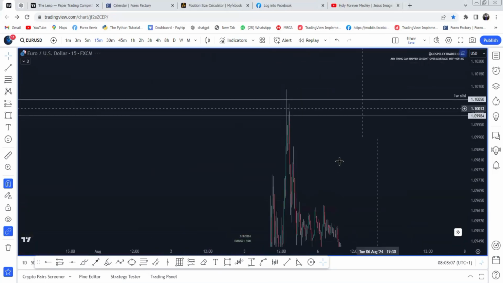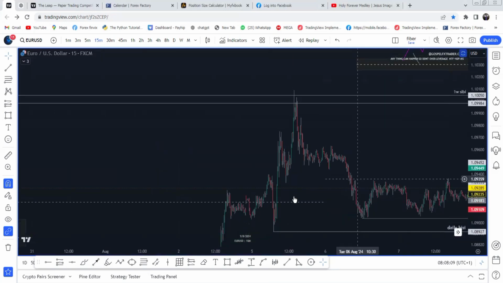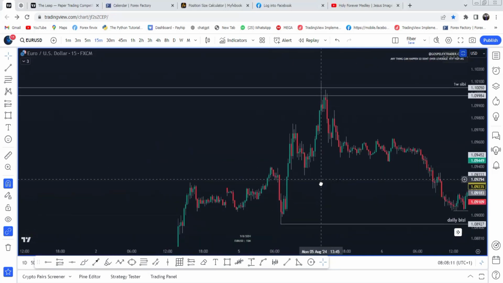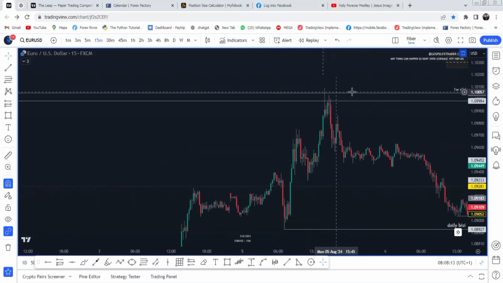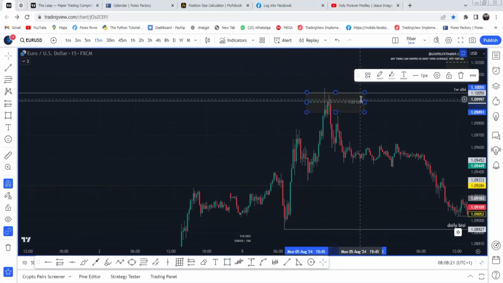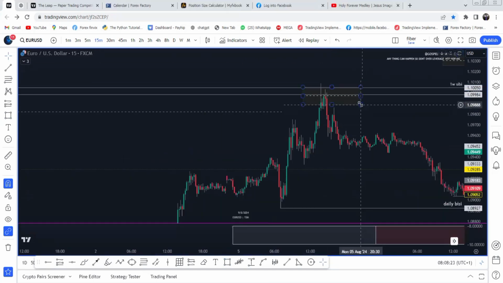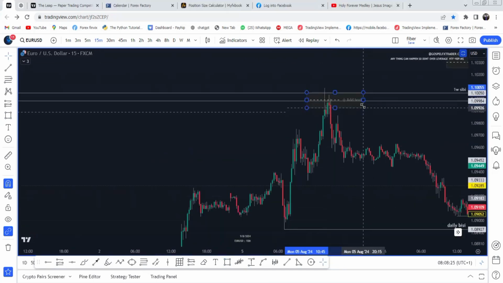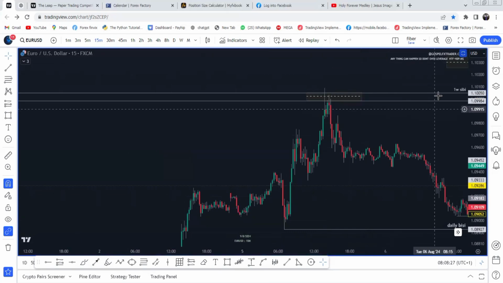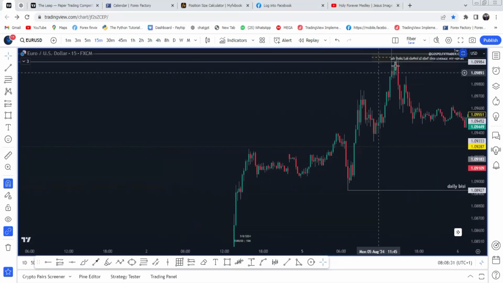Now, let's look at this area. If you see where I drew these two lines, there was a weekly fair value gap here. That means we have a higher time frame draw on liquidity, which is the weekly fair value gap. This is the 15-minute time frame, so the weekly fair value gap is going to be our draw on liquidity.